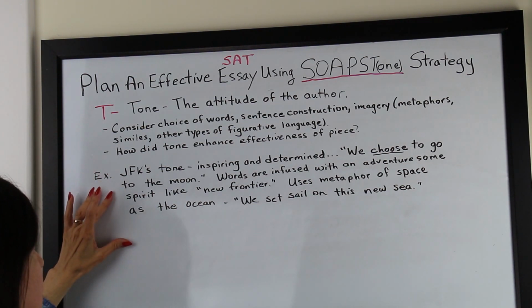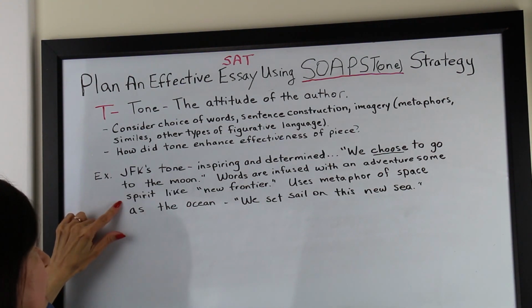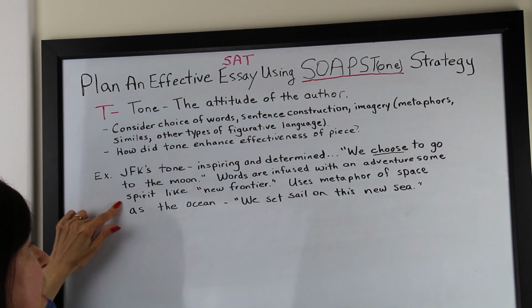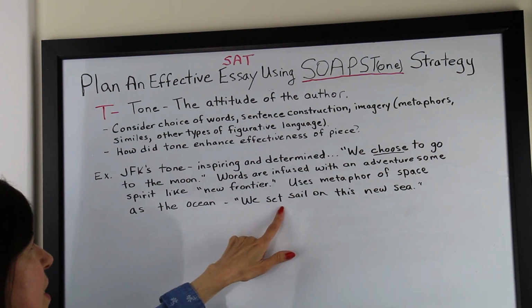In JFK's speech, his tone was inspiring and determined. He said, "We choose to go to the moon." He didn't just say, "We want to go to the moon," we choose to. And his words are infused with an adventuresome spirit, like New Frontier. He uses the metaphor of space as the ocean. "We set sail on this new sea."